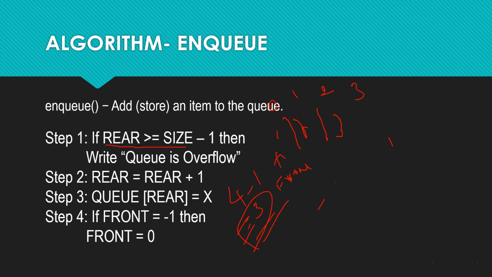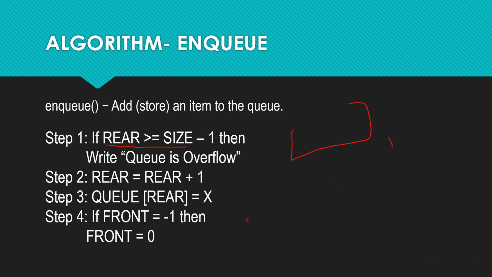If not, if there is space in my queue, then what I want to do is increment the rear point as usual. If I am having a queue with some extra space, I am having 1 here and 2 here and 3 here and one more space is empty. This is my rear point and this is my front position. So here the rear is not greater than or equal to my size minus 1, so I can insert an element.